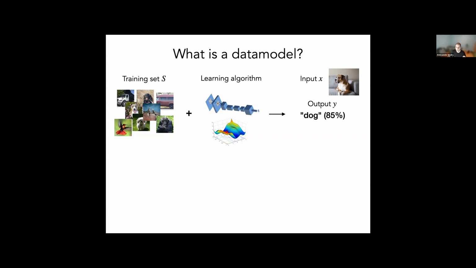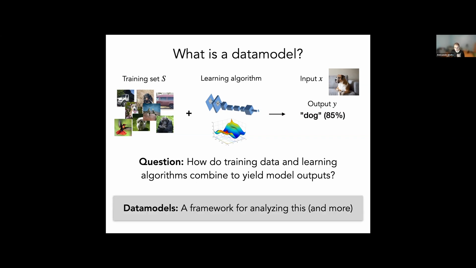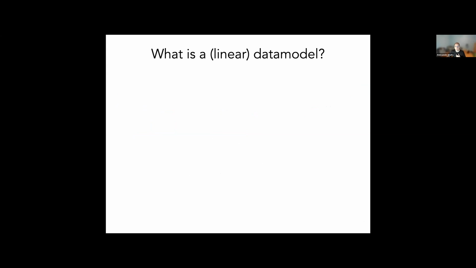And the question we might want to ask is not only what output the model trained with my learning algorithm on the training set S produces on this particular input, but actually we might want to understand how training data and learning algorithm combine to yield this particular model output. Datamodels provide a framework for analyzing these more fine-grained questions. Okay, so again, very briefly, what is a datamodel, or in particular, its linear variety?